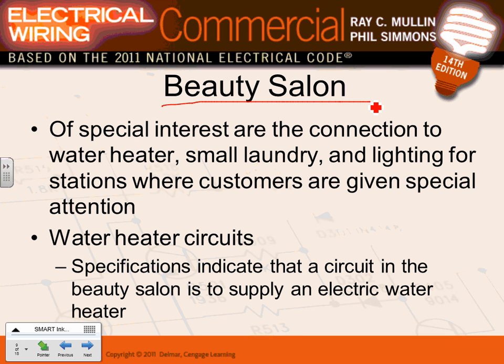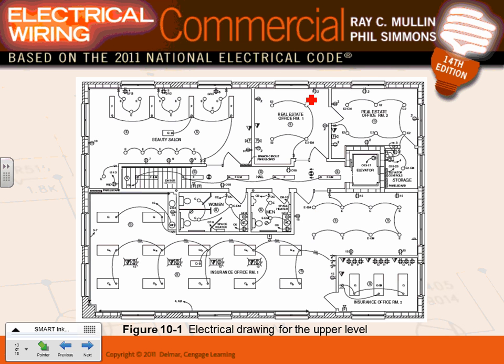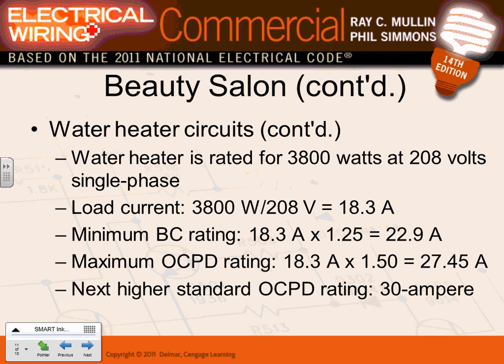In this area, Jamie, read this one. Beauty what? Salon. I always want to call it saloon. Beauty salon. Yeah, beauty salon. Connection to, we have a water heater. As you imagine, if it's a salon, what do you do there? They groom hair and all this stuff. So they need a lot of water. Water heater. We have laundry, small laundry, lights and so forth. Water heater circuit. Beauty salon supplied by the electrical. There's an electrical heater that heats the water. Here's the layout. We'll talk about the layout in a second here.